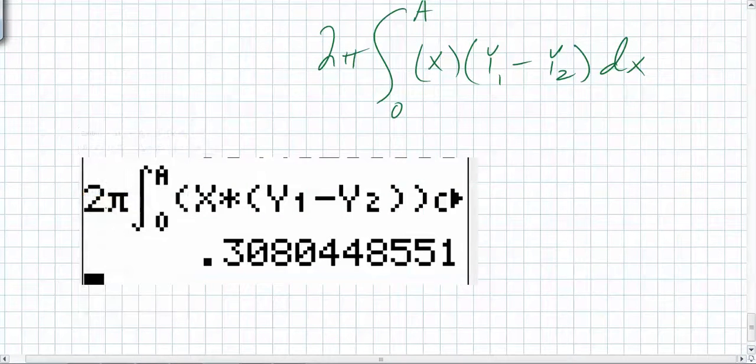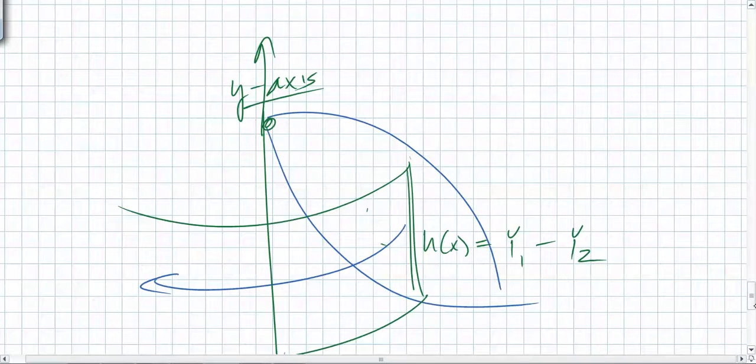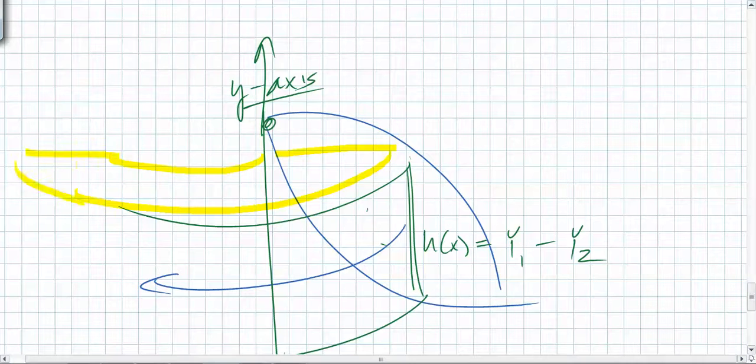This is the most streamlined way. Are there other ways to do this? Absolutely. Could you theoretically use washers on this one? Yeah, sure, you absolutely could. If you wanted to do a washer on this, this is why it becomes really, really hard, everybody. Here's your slice, right? It's going to look like this. Do you see that slice? Is that dx or dy? That's dy, right? So if you want to use dy, what do you have to isolate?